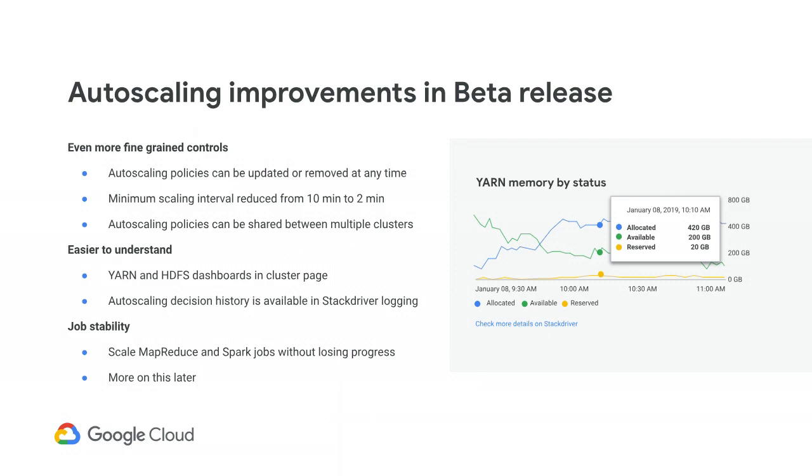We've also focused a lot on usability. So you might have noticed in the cluster page that you now have a dashboard of Yarn and HDFS metrics. And this really helps understand why the autoscaler is scaling up or down, based on the utilization in your cluster. And we've also put the autoscaling decision history in StackDriver Logging as well. And finally, we focused on job stability, the ability to scale up and down MapReduce and Spark jobs without having them fail. And we'll touch on that more a little bit later, so I'm just giving you a little teaser.